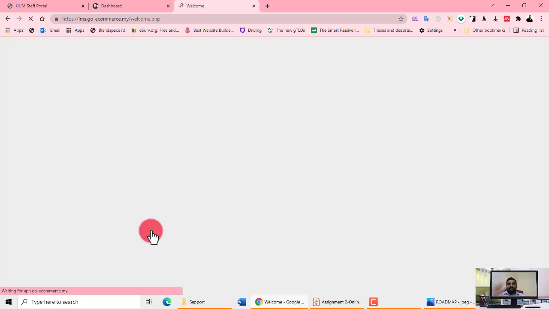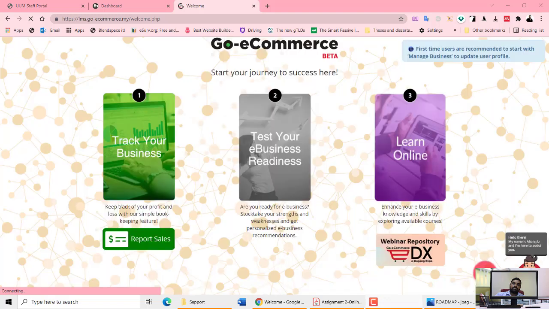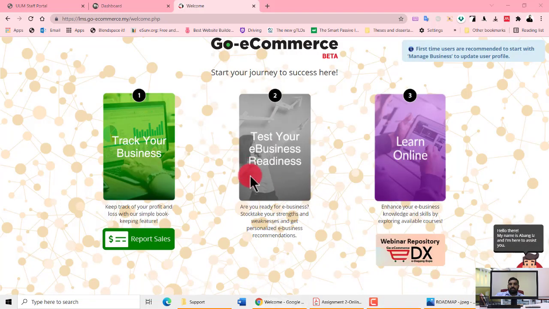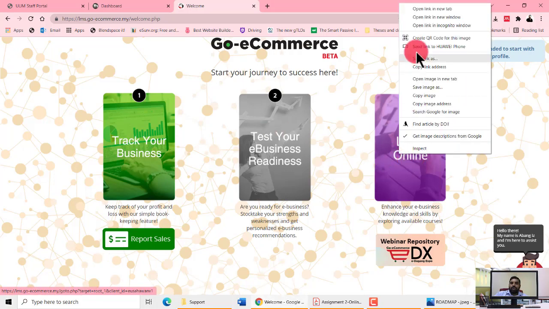In this portal, there are three things you can check: track your business, test your e-business readiness, learn online. As I mentioned earlier, you can learn wonderful things from the e-commerce portal. You cannot learn everything from my class. You have to put some effort to learn from external sites, which is GoCommerce or any other platform. You have to put a lot of effort to learn something new. So if you want to learn, you just go to learn online. Just click.